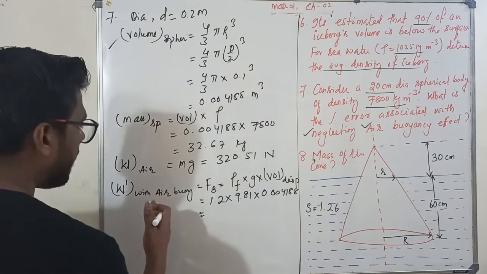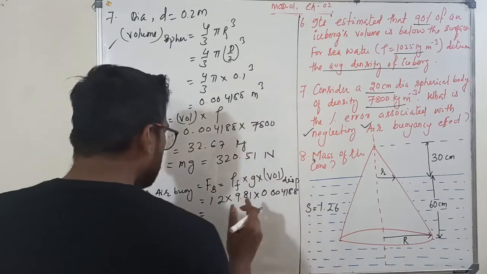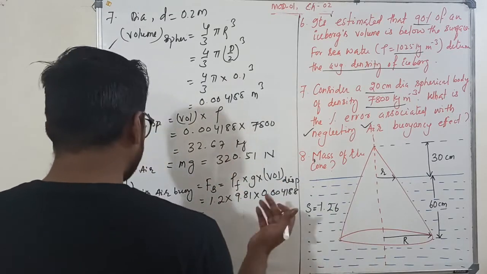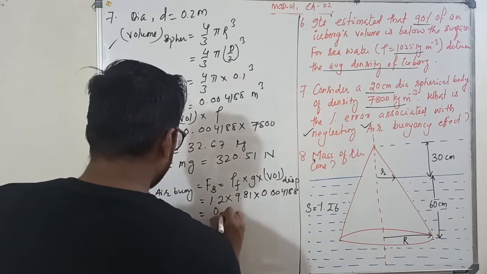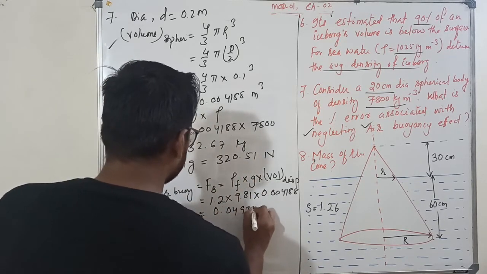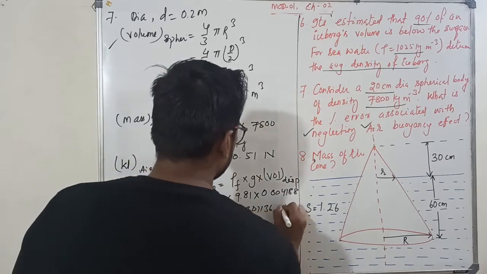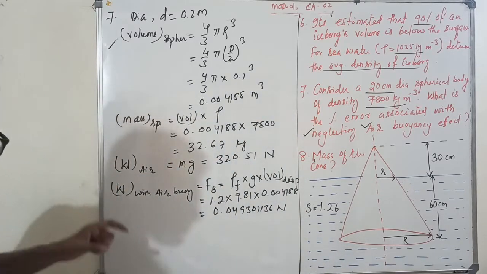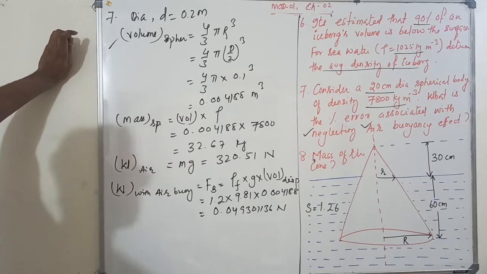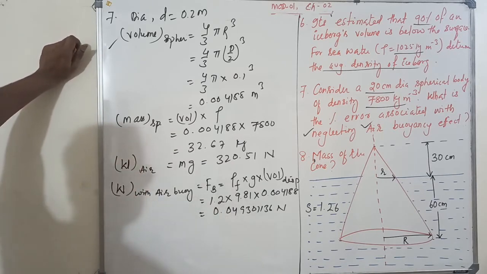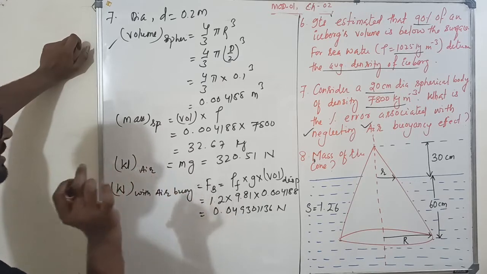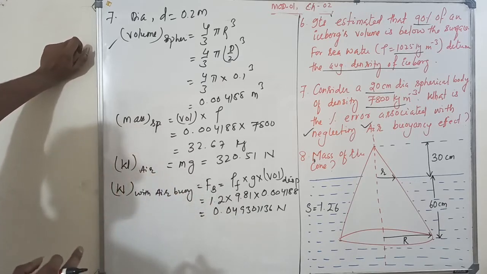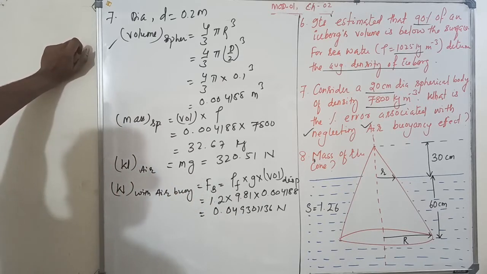So with air, how much is the buoyancy of air, which we are neglecting? I am writing here W with air buoyancy: 0.04930136 Newton. So this much buoyancy we are constantly neglecting. Who is giving this? Sir, air is giving. Super. Very, very good.